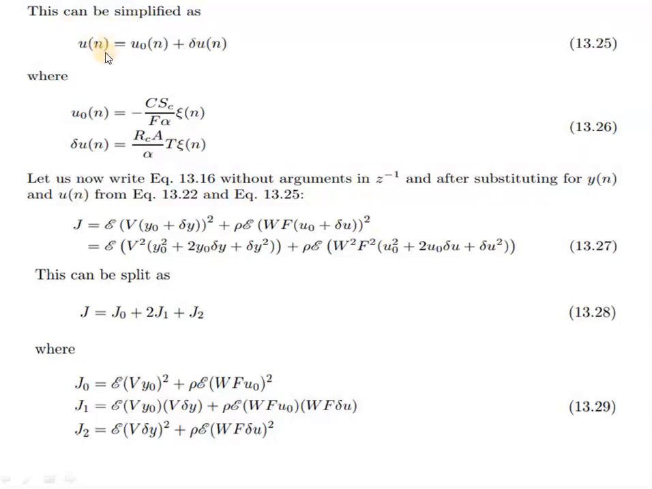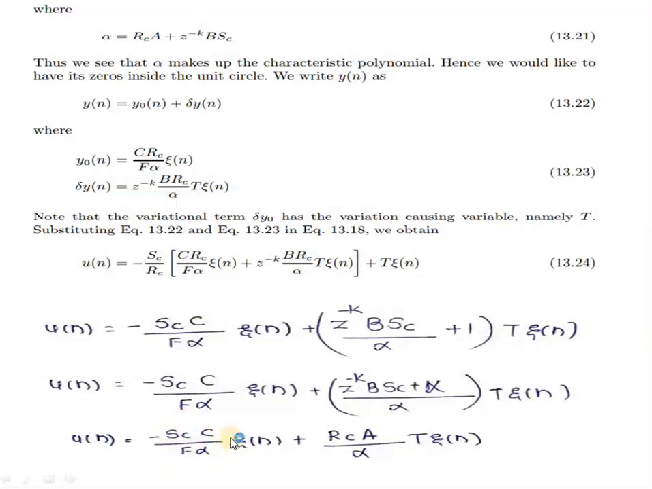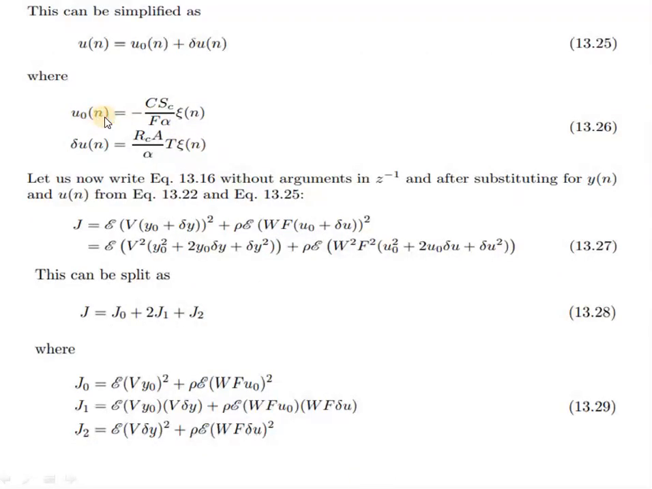Now this can be simplified as u of n is equal to u naught of n plus delta u of n. Then what is meant by u of n and delta u of n? Here we have put all this term as u of n and this term as delta u of n. Here you can see what is meant by u naught of n: minus c into sc divided by f into alpha into zeta of n, and what is meant by delta u of n is equal to rc into a divided by alpha into tau of zeta of n. We have just mentioned what is meant by u of n, which is u naught of n plus delta u of n.